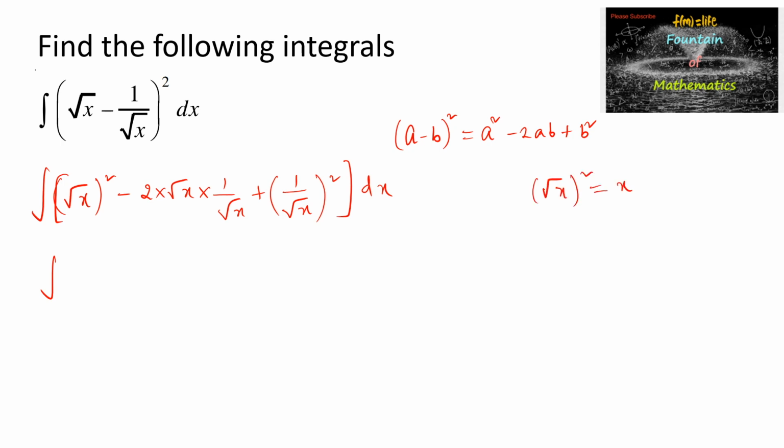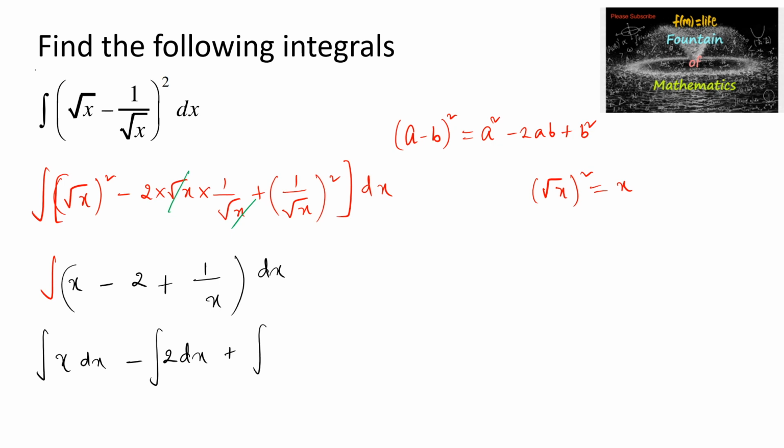So we can simplify here, this is x minus 2 into, here the root x and this root x get cancelled. So 2 into 1, and again next plus 1 by root x whole square is 1 upon x dx. So this can also be written as integration of x dx minus integration of 2 dx plus integration of 1 upon x, that is x to the power of minus 1 dx. We know that integral x power n dx is equal to x to the power of n plus 1 upon n plus 1 plus c.